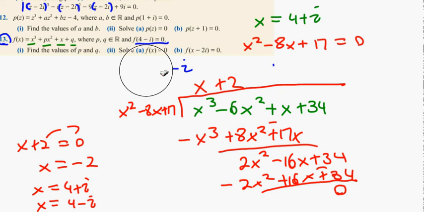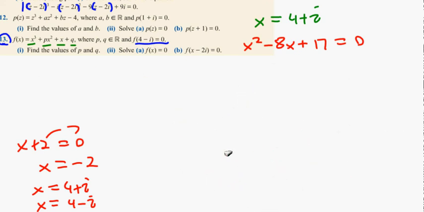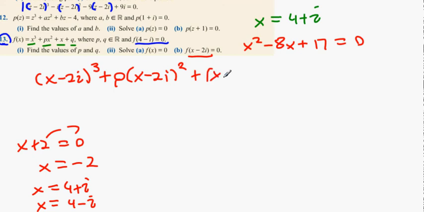Now the next question is an interesting one. It says solve for x, f of x minus 2i. This is the same thing as me asking this: x minus 2i to be cubed plus p times x minus 2i squared plus x minus 2i plus q equals 0. So you can see that's exactly the same equation. p and q still hold the same values of minus 6 and 34 as they did before, so it's the same thing as this here. Minus 6, and then at the end we have our plus 34. Now we have to solve this equation, and that's basically what this is asking here.